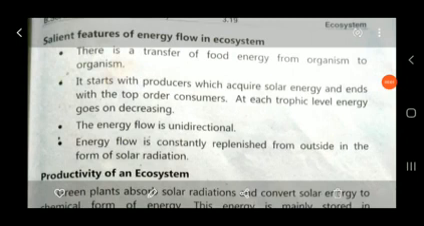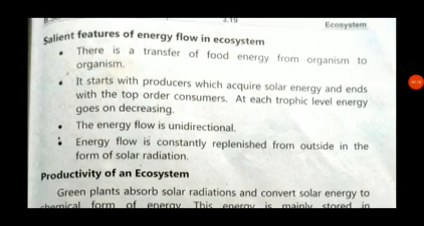In the previous lecture, we discussed the energy flow in ecosystems. We saw how the flow of energy takes place, from the sun to the tertiary consumers. The sun is the major source of energy. This energy comes on the earth in the form of light energy. Then this light energy is converted into chemical energy by the plant, through the process of photosynthesis.